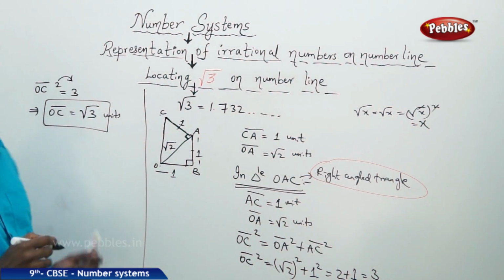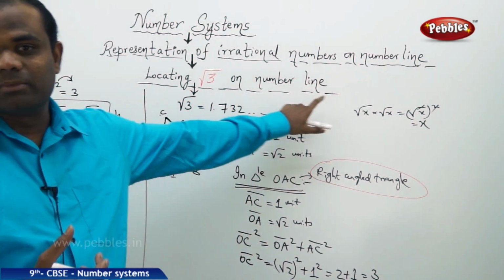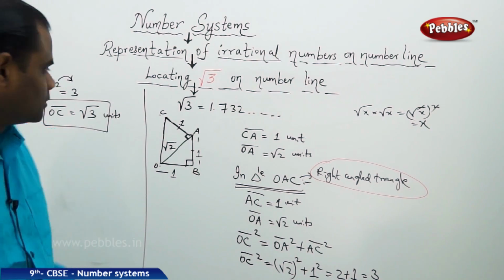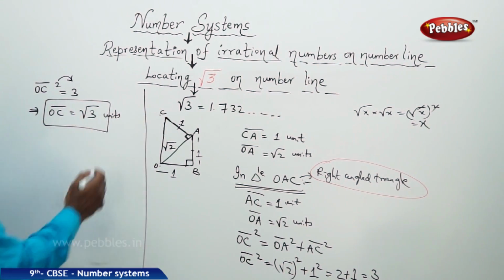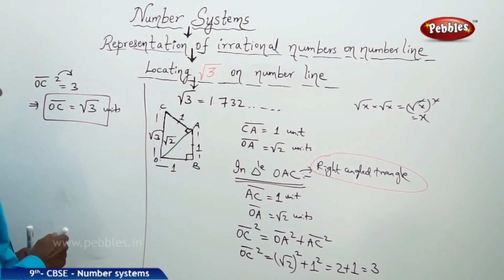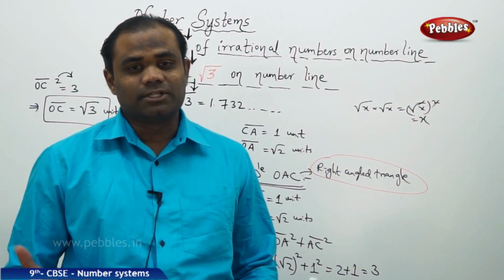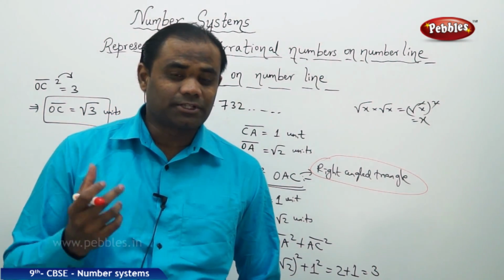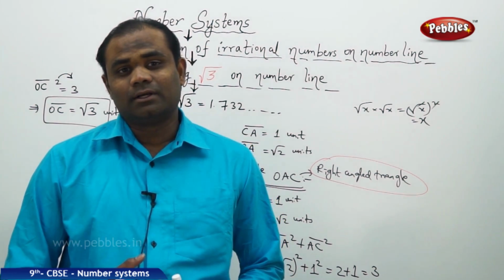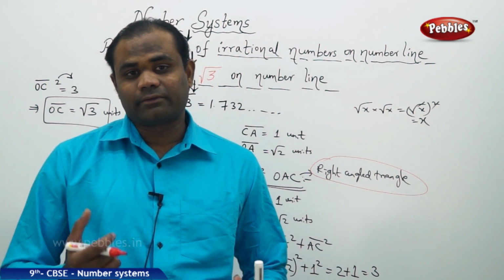So this is how I get the dimension of OC. Constructing or locating √3 on the number line, we use this geometrical concept of the triangle, and finally we get the distance OC, which is √3 units. And this is how we locate this on the number line. This is how we understand the geometrical construction of √3 on the number line using the right angled triangle, and most importantly the Pythagoras theorem of the right angled triangle.